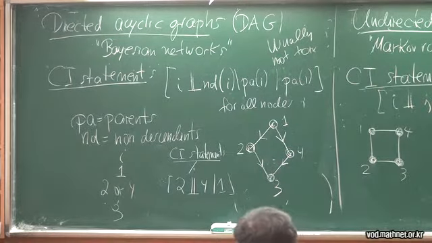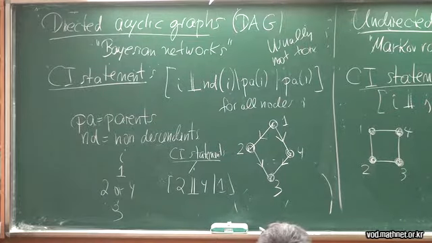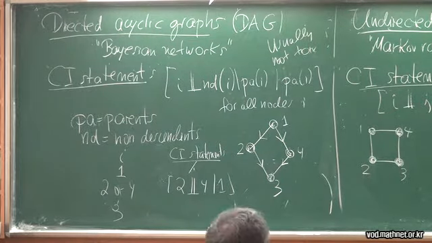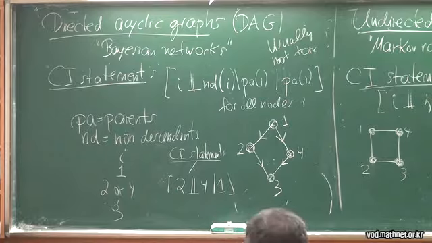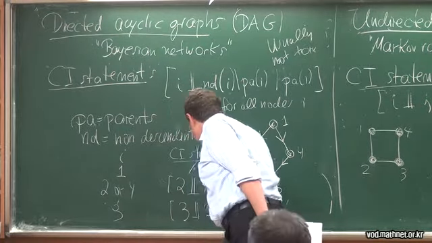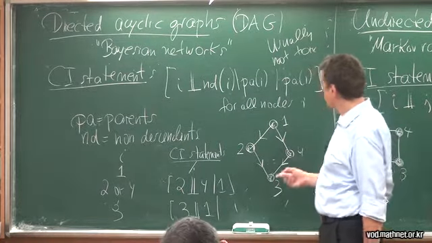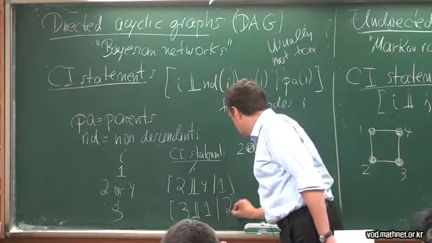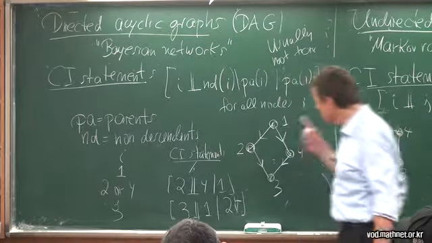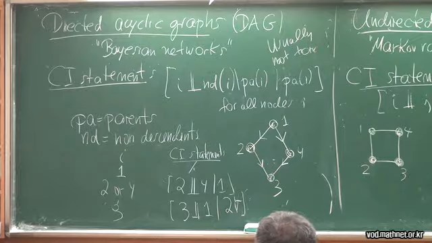So what about 3? Well, for 3, everybody is a non-descendant, but the parents don't count, so only the grandparents count. So 3 is independent from 1, from his grandparent, given the parents, 2 and 4. So in this directed graph, in this DAG, in this Bayesian network, we get one non-saturated statement and one saturated statement.